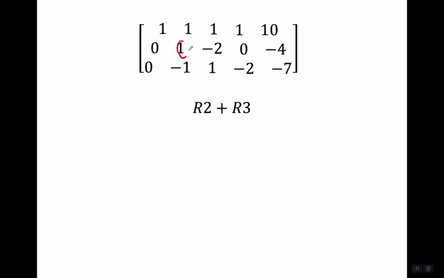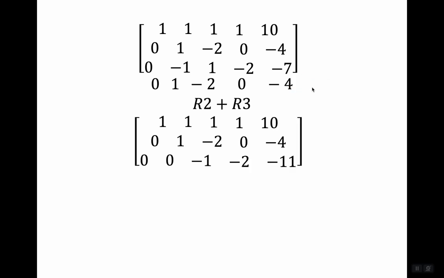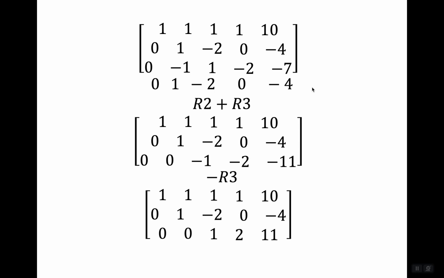We're going to use this leading one to kill off all the entries below it. So let's add row 2 to row 3. Here's row 2, as if you need to be reminded of what row 2 looks like. When we add row 2 to row 3, it will look like this: 0, 0, -1, -2, -11. We are almost in row echelon form. We don't like this -1, so we multiply it by -1, and we end up with 0, 0, 1, 2, 11 as the third row.